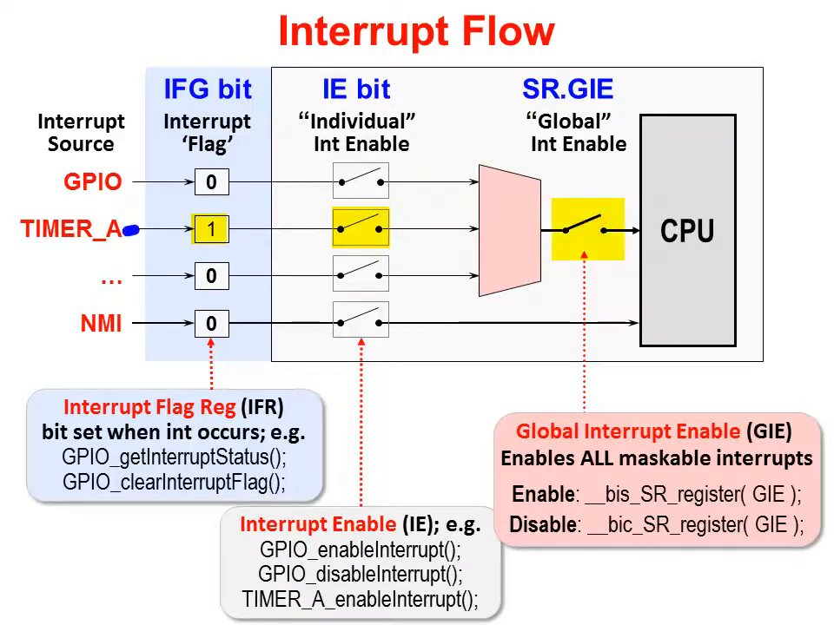So that takes us from the interrupt source on the left. We get an interrupt flag bit. For that signal to reach the CPU, its individual interrupt enable bit must be set, and the global interrupt enable bit must also be set.